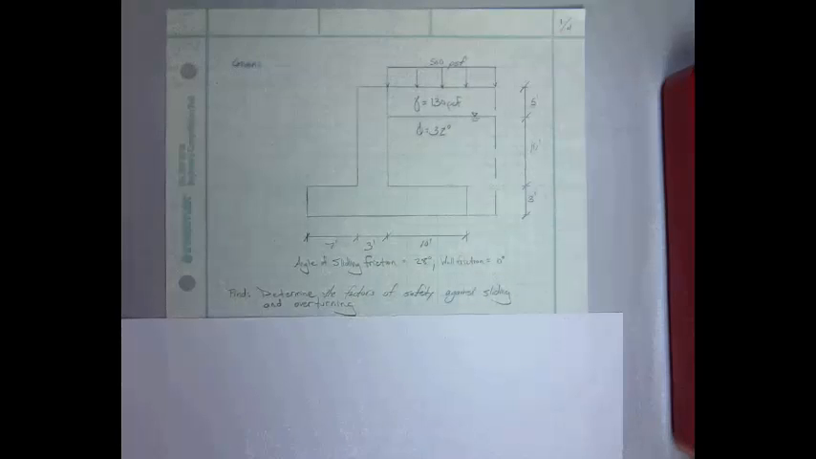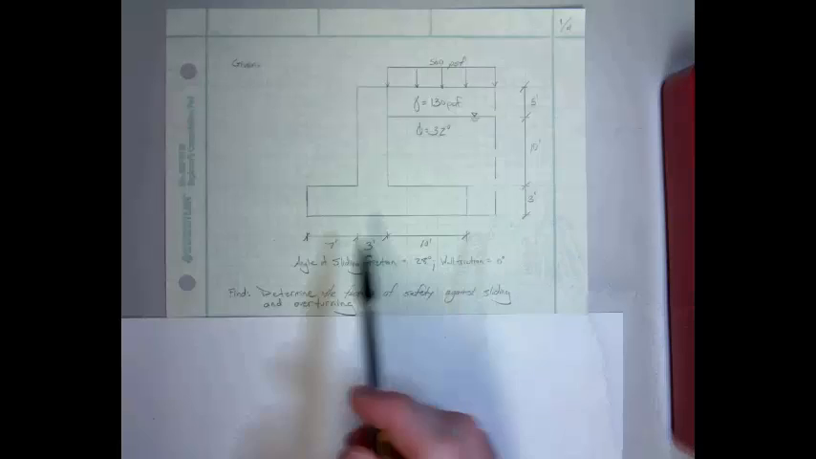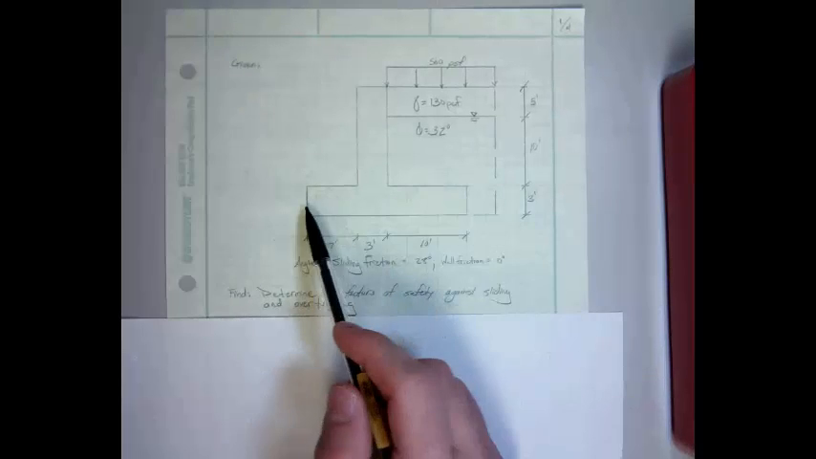The next problem we're going to look at is this cantilevered retaining wall. What we're going to want to do is analyze it for the factors of safety against sliding and for overturning. Just going through this example, what we have is this cantilevered footer.